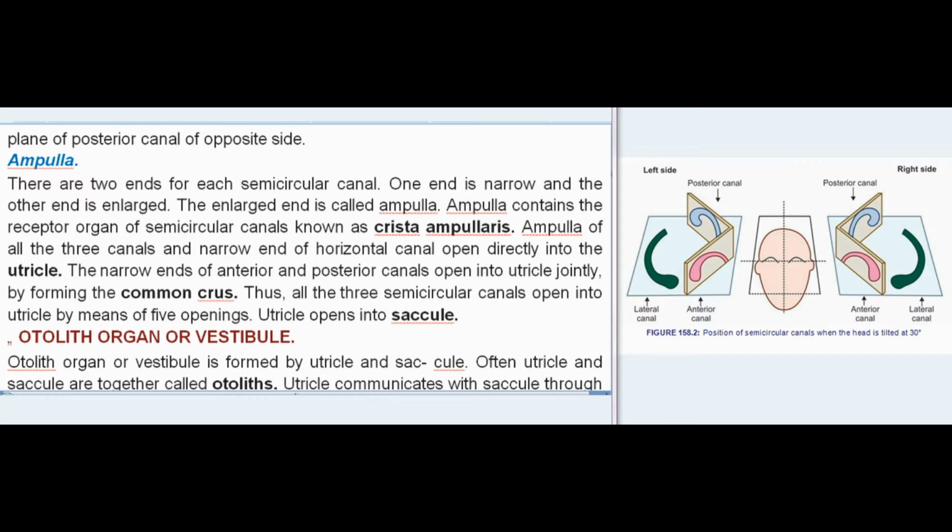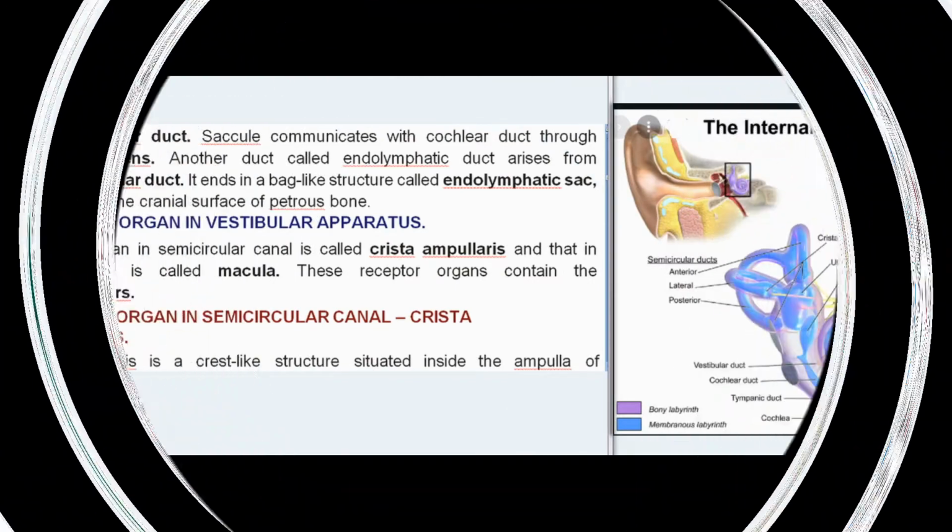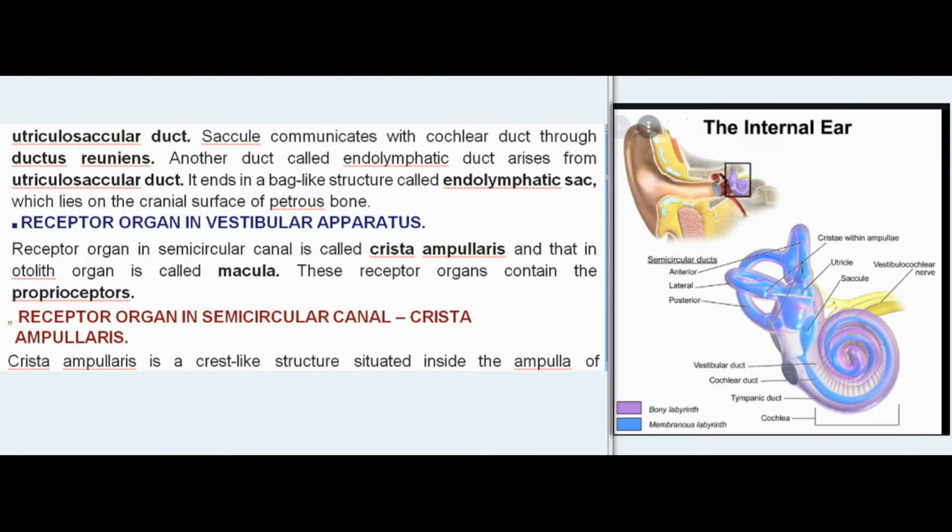Otolith organ or vestibule. Otolith organ or vestibule is formed by utricle and saccule. Often utricle and saccule are together called otoliths. Utricle communicates with saccule through utriculosaccular duct. Saccule communicates with cochlear duct through ductus reuniens. Another duct called endolymphatic duct arises from utriculosaccular duct. It ends in a bag-like structure called endolymphatic sac, which lies on the cranial surface of petrous bone.